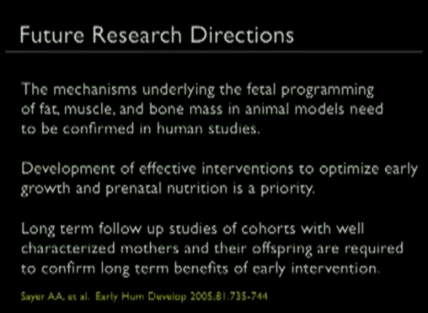So future research directions will emphasize the mechanisms underlying the fetal programming of fat, muscle, and bone mass in the animal models. This needs to be confirmed in human studies. We need to develop effective interventions to optimize early growth and prenatal nutrition as a priority, and we need long-term follow-up studies of cohorts with well-characterized mothers and their offspring to confirm long-term benefits of early intervention.